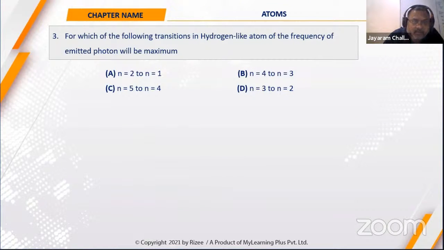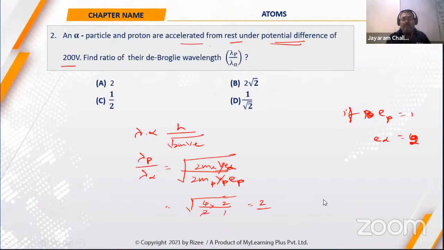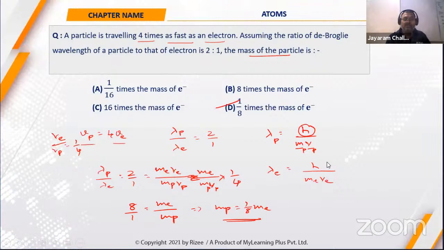Now, in the following transitions of the hydrogen-like atom, the frequency of the emitted photon is maximum when? So frequency is maximum. Energy can be related as h into frequency. When frequency is maximum, that means energy is also maximum. So for which transition can you have the more energy? If you read the theory properly, this will be sufficient. This you can answer easily.